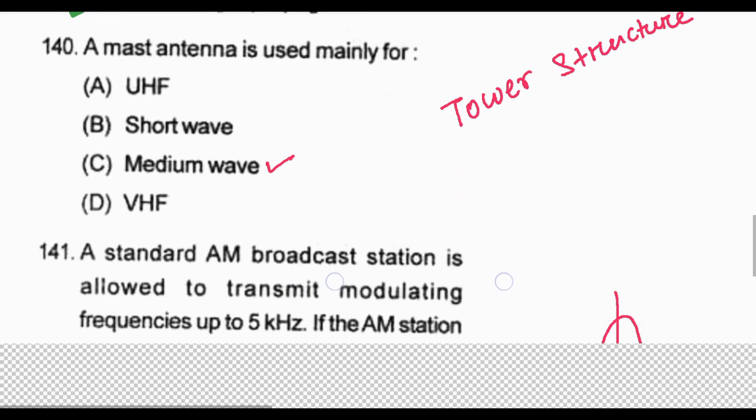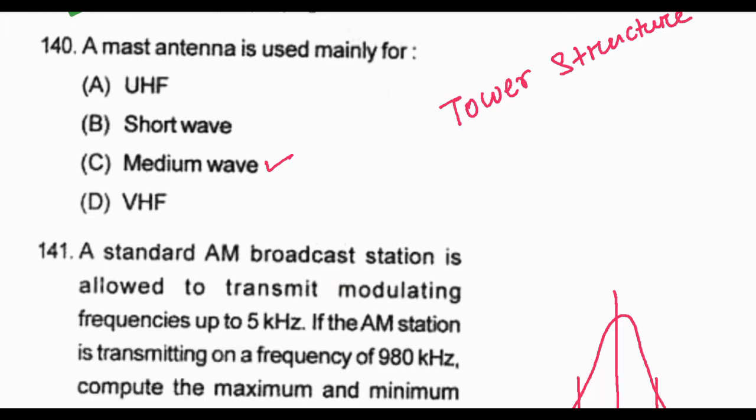Next is: a mast antenna is used mainly for option A UHF, ultra high frequency, option B short wave, option C medium wave, and option D very high frequency. So this is medium to high frequency. What is a mast antenna? A mast antenna is generally the tower structures, mobile towers and other structures.